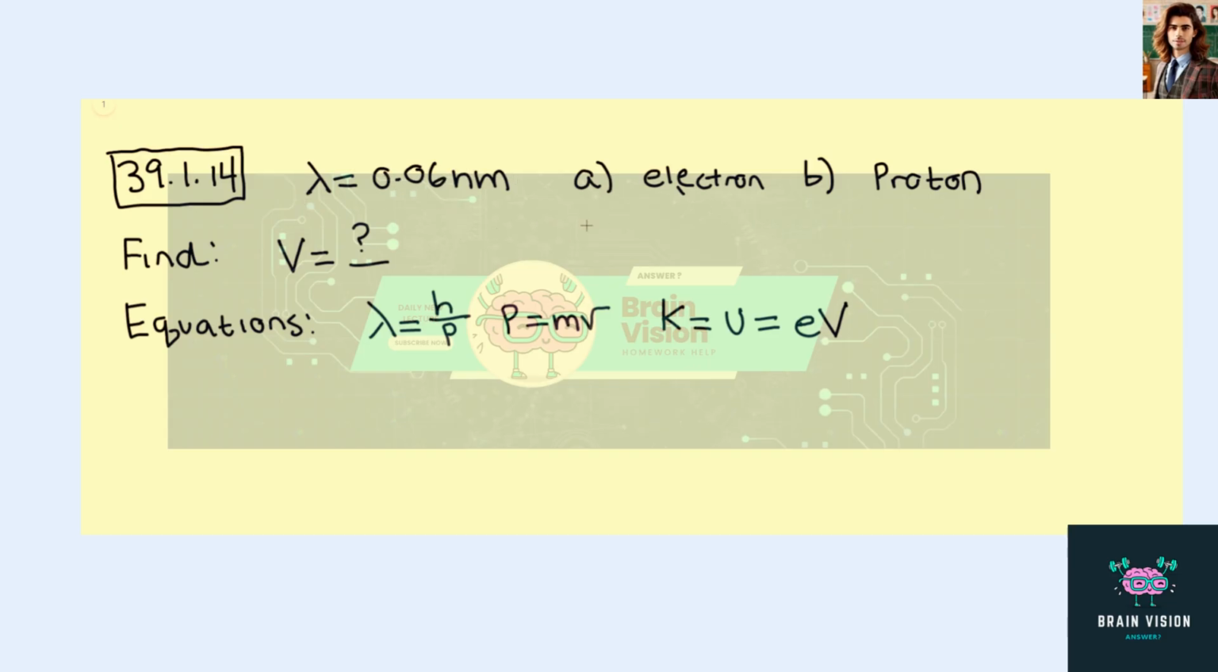Okay, in this problem we are given electrons and protons with a wavelength of 0.06 nanometers, and we're asked to find, for both, what voltage would be required to accelerate these particles up to a speed at which their wavelength is equal to 0.06 nanometers.